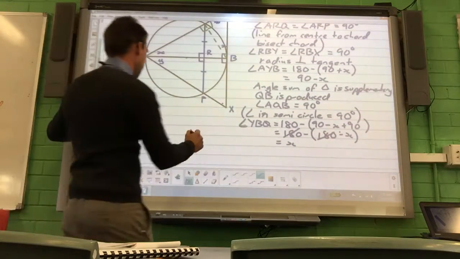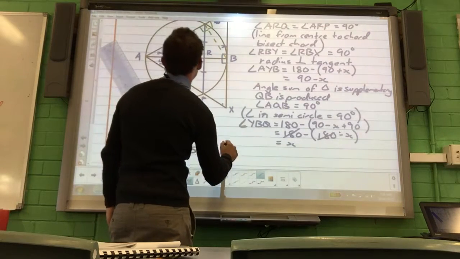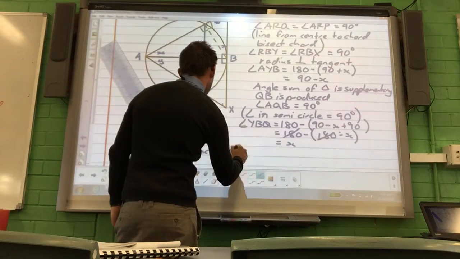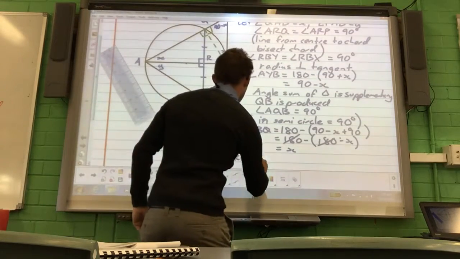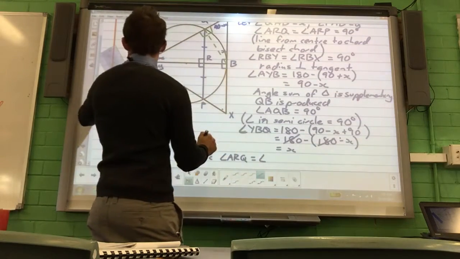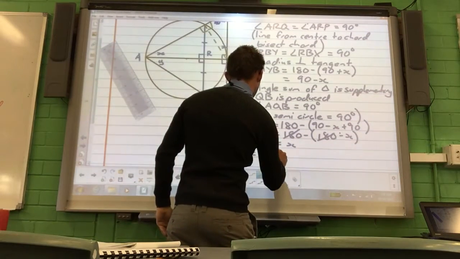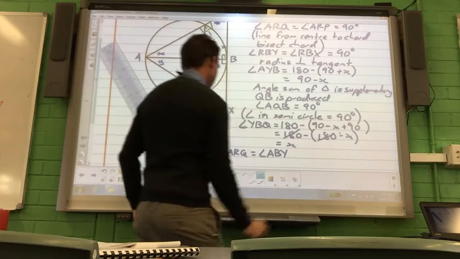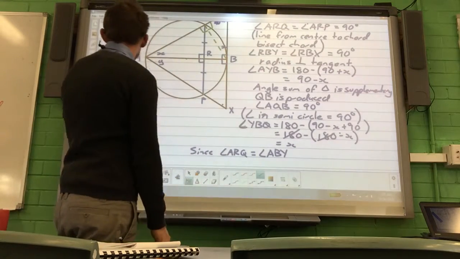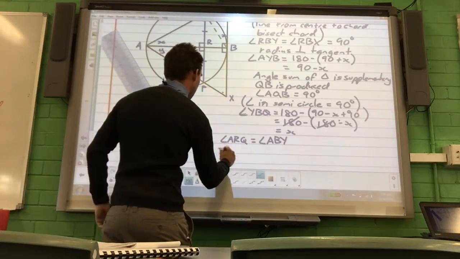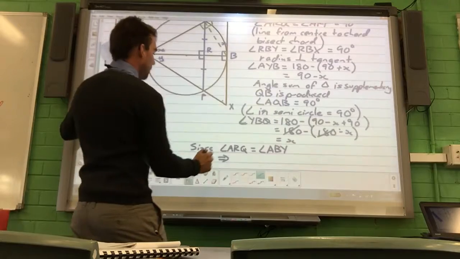Right, so let's write something in. So since angle ARQ is equal to angle ABY, which will imply that RQ is parallel to BY.